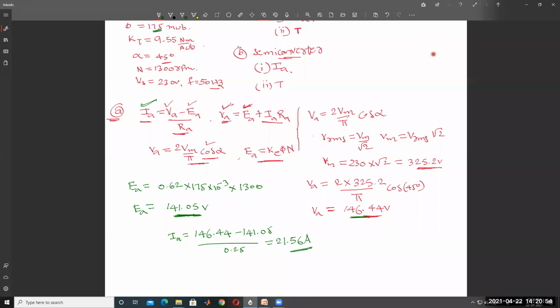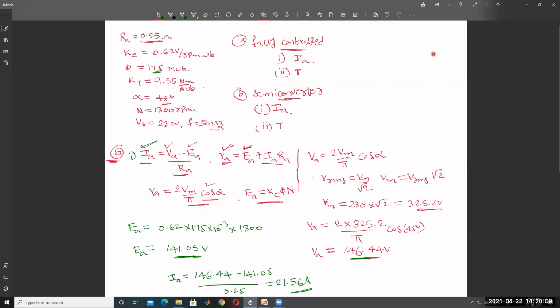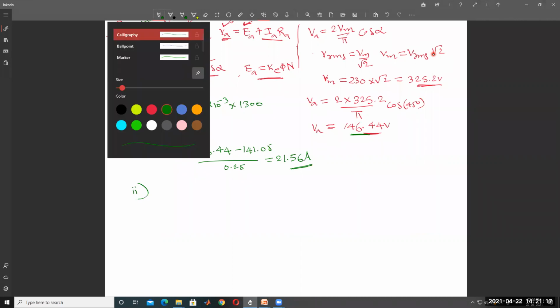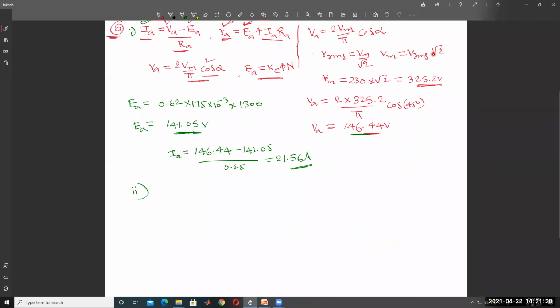For fully controlled, armature current is over. First one is over. And then the second one, what is the second one? Torque developed by the motor. To find the torque: torque is equal to KT into IA into phi. You know well the relation. KT is the motor torque constant, into IA into phi. This is the formula, am I right?